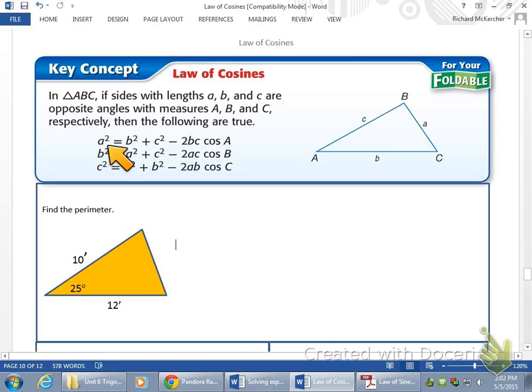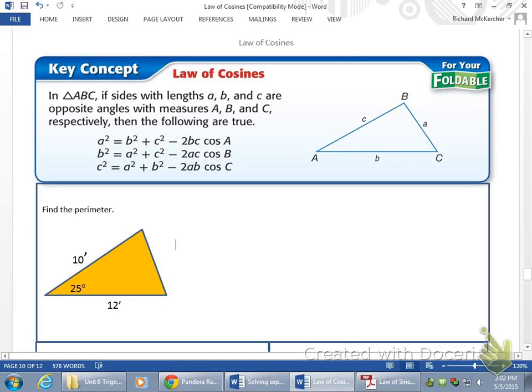So it's always a and big A. Notice the side you want is always opposite of the angle that you have. So for the b squared and the b and the B, see, they're always opposite. So that's going to be an important part as we label our triangles.